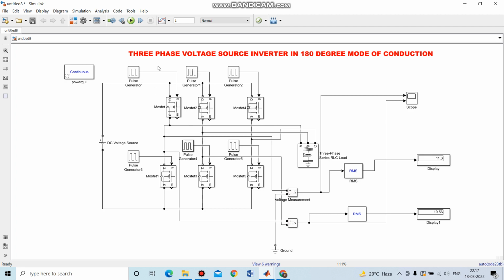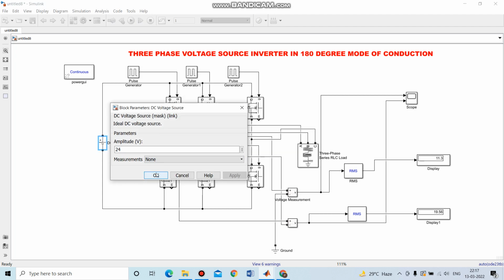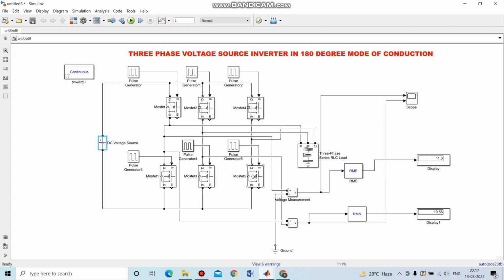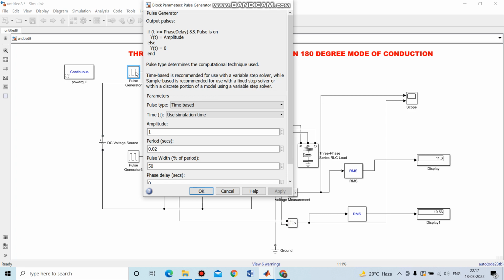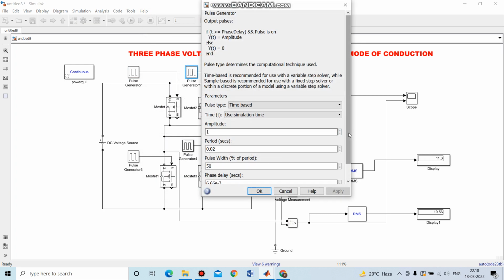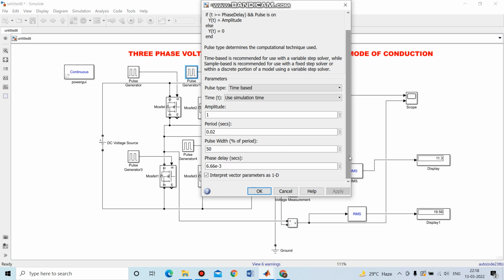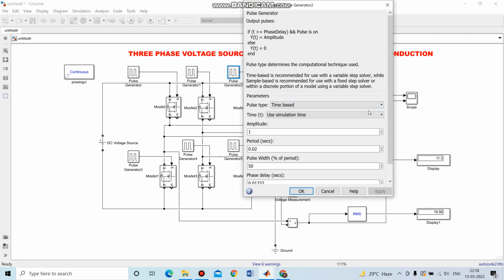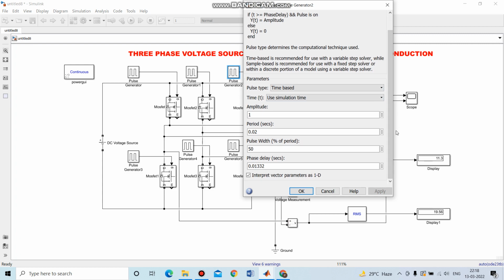This is the circuit diagram of a three-phase voltage source inverter with 180 degree mode of conduction. You have a continuous power guide, then your DC voltage source with an amplitude of 24 volts. Then we have 6 MOSFET switches, and for the 6 switches we are going to give the gate pulses. For the first pulse generator: amplitude 1, period 0.02 seconds, pulse width 50, phase delay 0 seconds. Next pulse generator: amplitude 1, period 0.02, pulse width 50, phase delay 6.66e-3. Then pulse generator 2: amplitude 1, period 0.02, pulse width 50, and phase delay 0.01332.